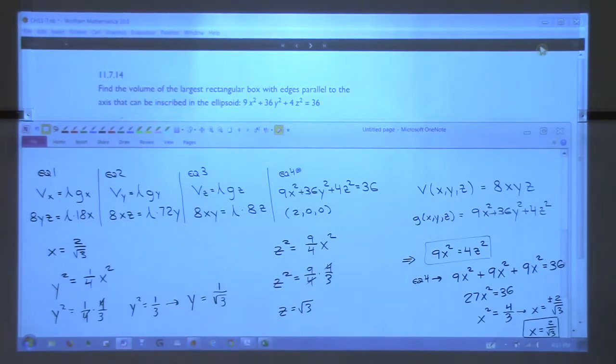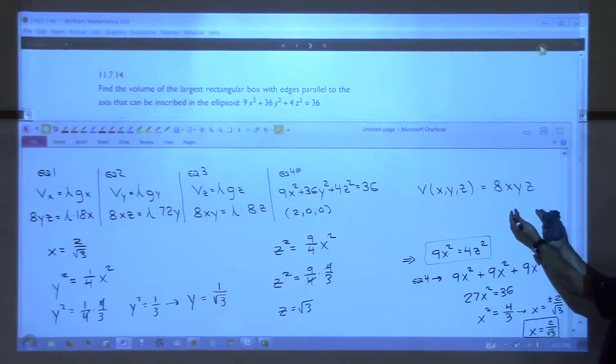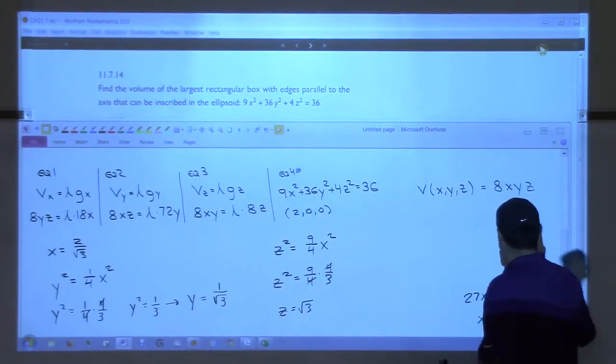Okay. So have we answered the question? We have not. It says find the volume of the box, maximum volume, right? So what is the volume? Well, this is our volume function right here, right? So we've got to plug that in.